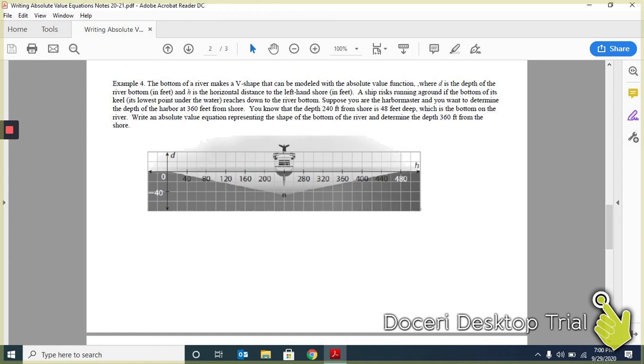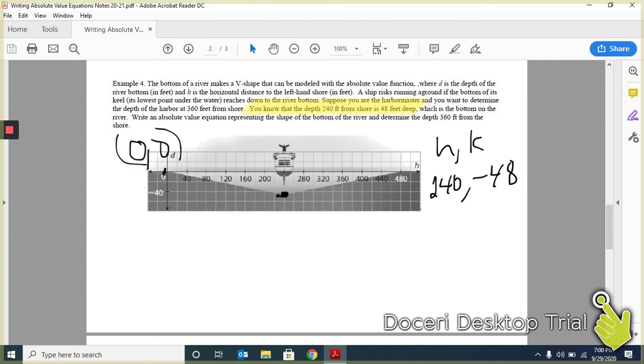Okay. So here's what I do know. It actually tells me that the depth is 240 feet, 48 feet deep from the shore. That tells me that the vertex is this point right here, and so my (h, k) is (240, negative 48). I also know that this point right here is a good point to have because that means I can find my slope really fast. That's (0, 0).